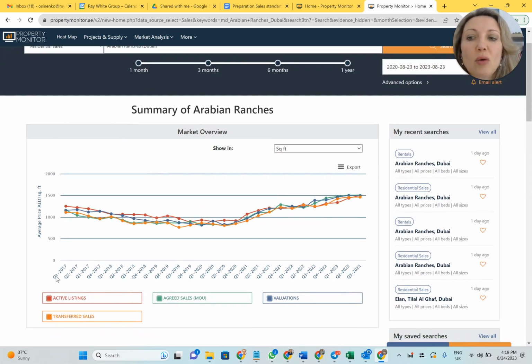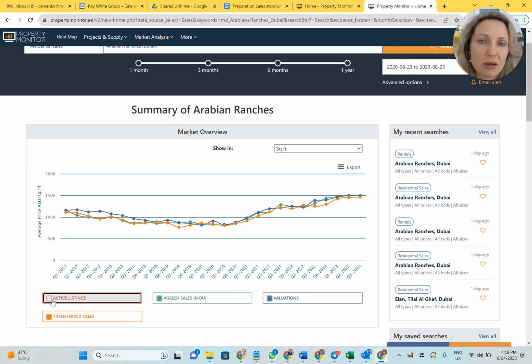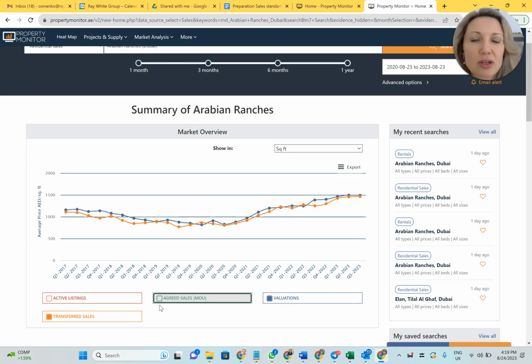From Q1 2017, I will show you how to zoom the graph to the period that is needed for you. But the first thing is I want you to unclick active listings, because this is what is just actively now or in the past was advertised, and you know that prices never match the advertised. It's always lower or hopefully higher sometimes. Agreed sales, so this is MOU signed, and this is evaluations. Evaluation is what the bank that is giving the mortgage evaluated the property for.